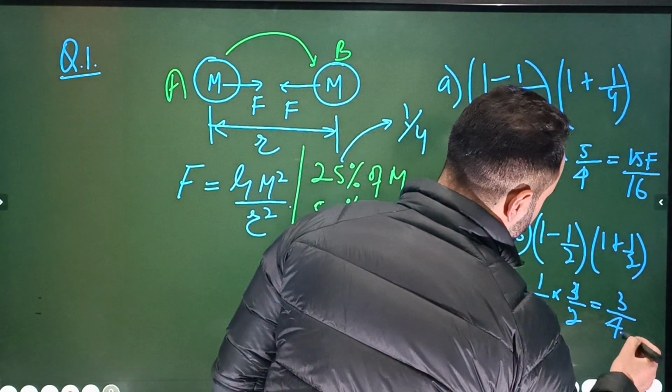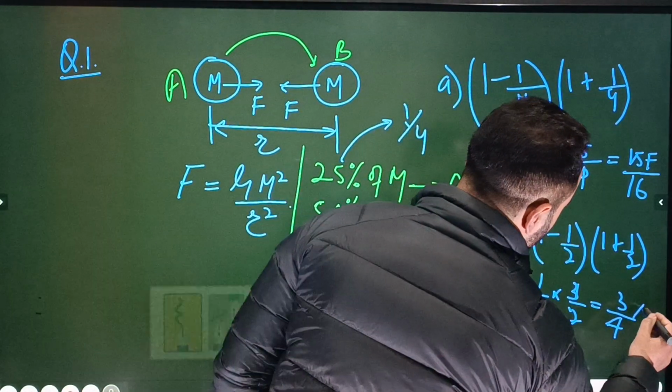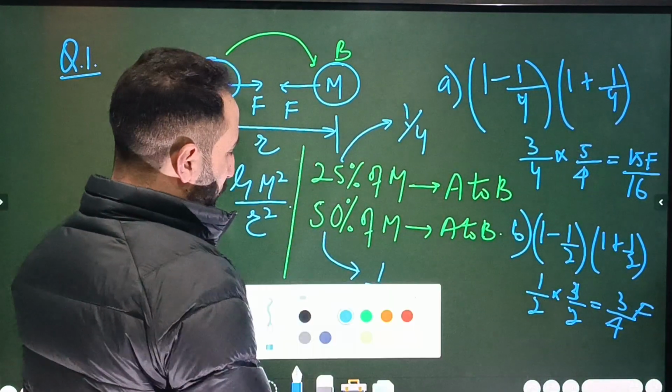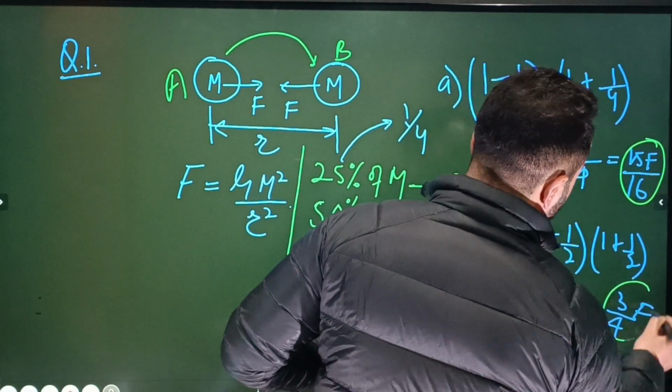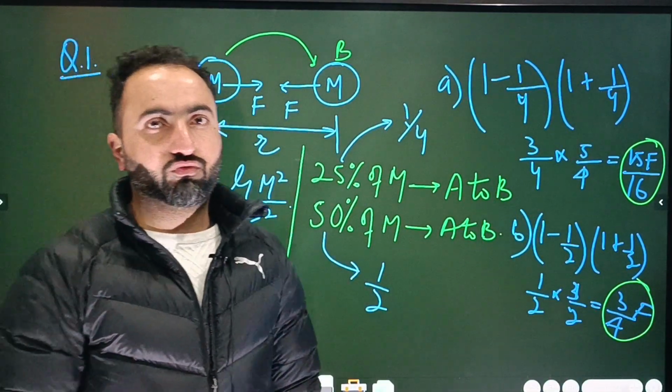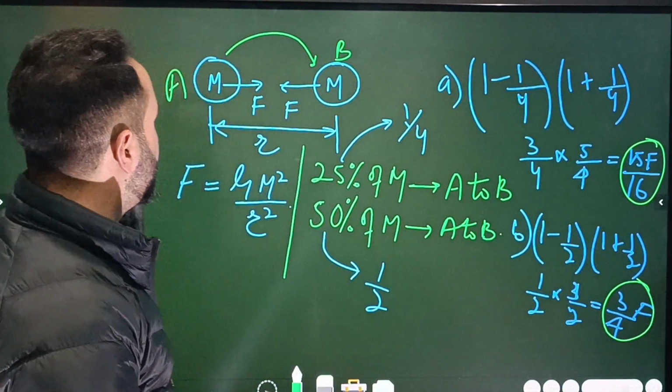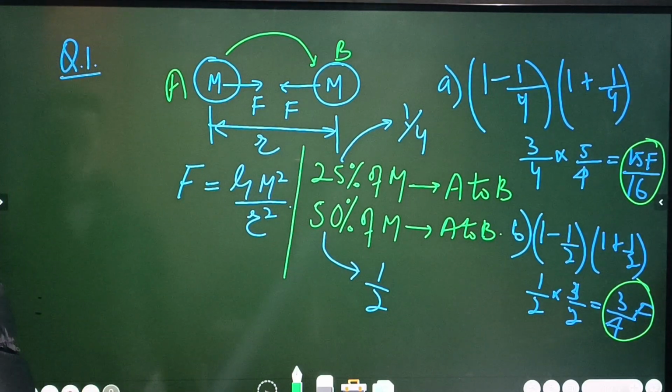ठीक है ना बेटा? So here I will write it down. This is equal to 3F by 4. All right. Okay. So what's your answer? Answer आपके पास ये है बेटा. So one answer is this 15F by 16. Another answer is 3F by 4. All right. So we are done with this question. ठीक है ना बेटा? Okay. Next question. Let's switch to another question.